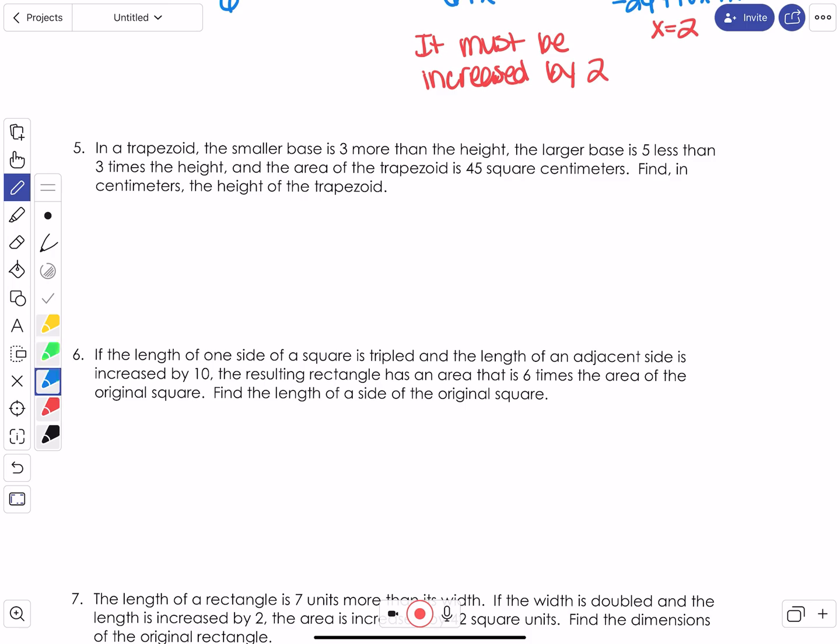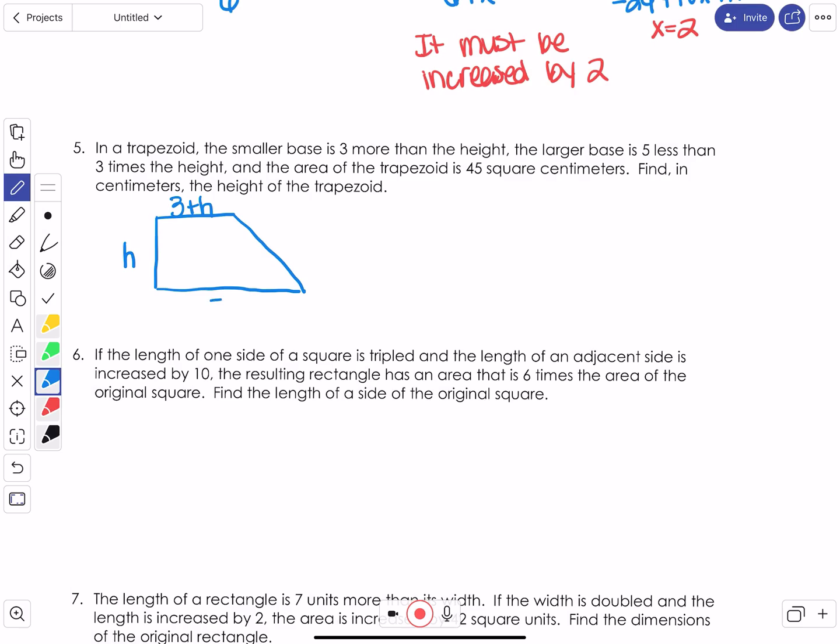All right, so our next problem here is a trapezoid. So let's draw a trapezoid. I'm going to do a simple trapezoid like this. The smaller base is 3 more than the height. I don't know what my height is. The smaller base is 3 more than the height. And the larger base is 5 less than 3 times the height.